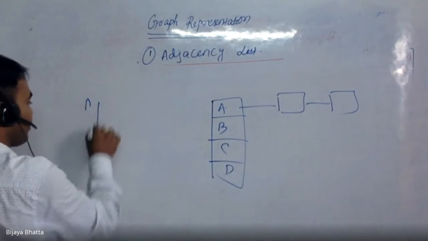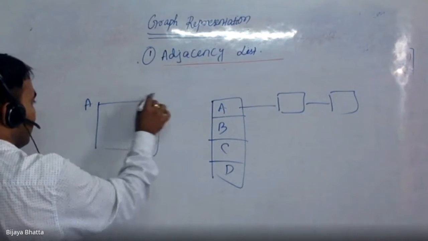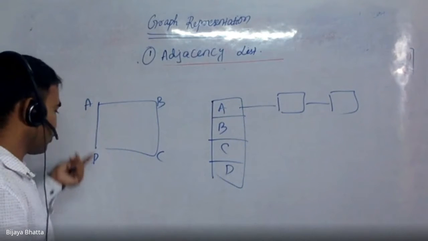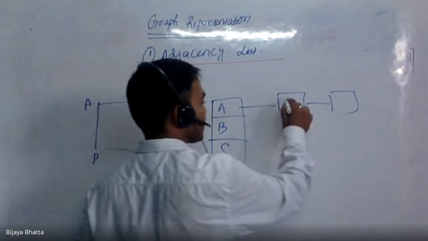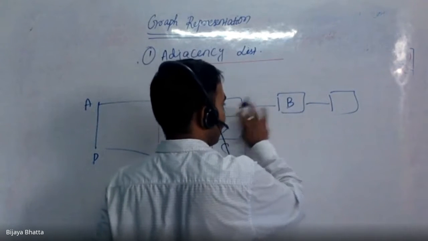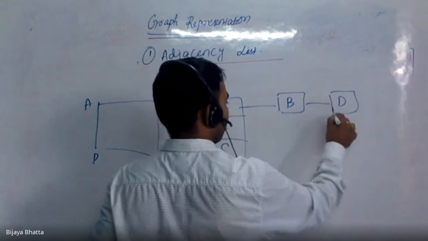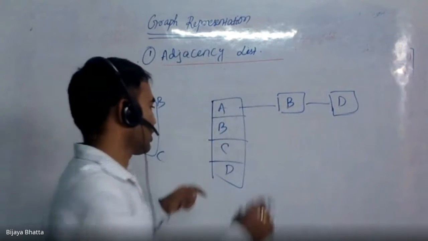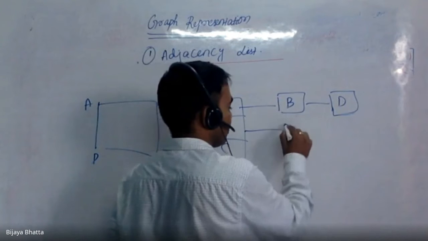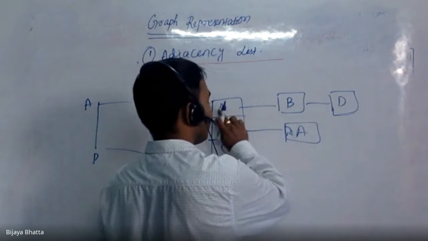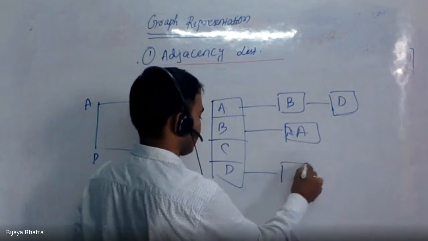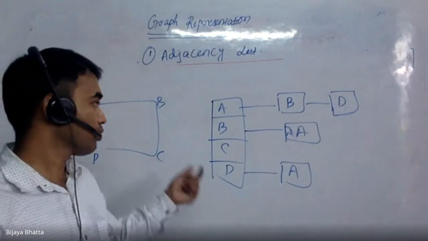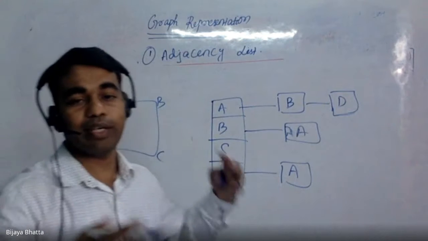Suppose now my graph is like this: A, B, C, D, and A is connected to B, A is connected to D. So that's why I will make this list: A is connected to B and A is connected to D, and you can grow this. Whenever A is connected to B, you can say that B is connected to A, and whenever A is connected to D, you can say that D is connected to A, because this is an undirected graph. We need to do this for all edges, but this is the example.